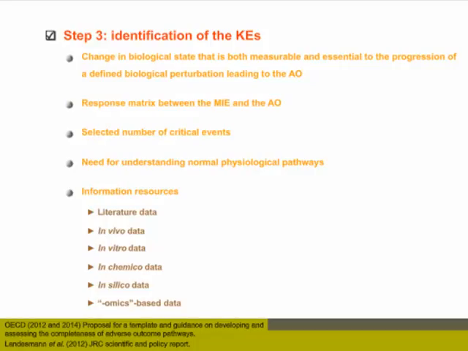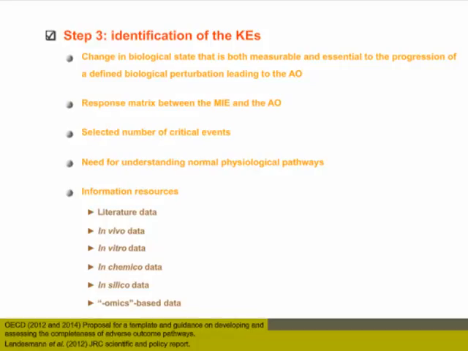As I will discuss further on, until a couple of years ago, the OECD also made a distinction here between these key events and intermediate steps. So key events, which are still valid, are measurable and are really essential for the AO to occur, whereas intermediate steps refer to information blocks, so in this response matrix, that were there, but that were not really essential for the adverse outcome as such to occur, and that were also not necessarily measurable.